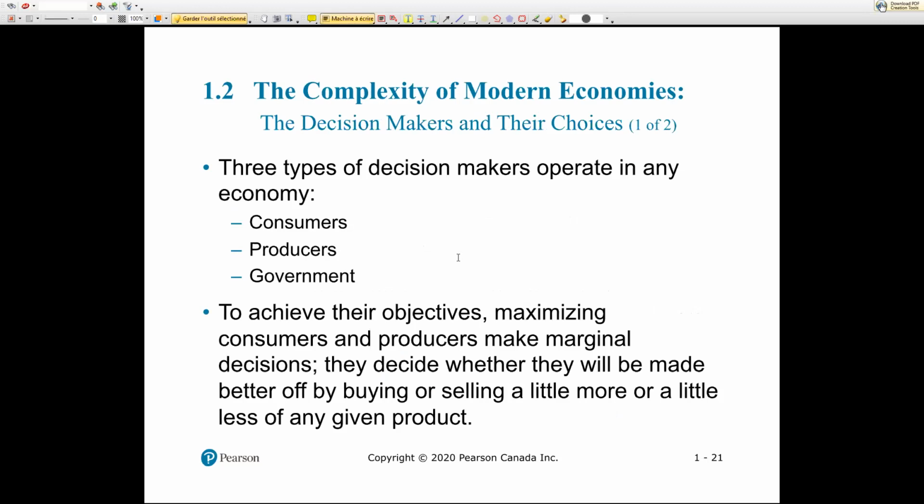Complexities of modern economies. So three types of decision makers: consumers, producers, government. We have talked a bit about it. So these people exchange stuff, the government taxes these people, and then builds stuff or redistributes back some money. So I'm not going to dive too much into that, but I talked a bit about it.